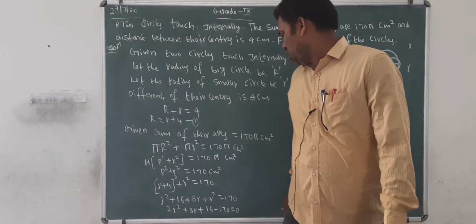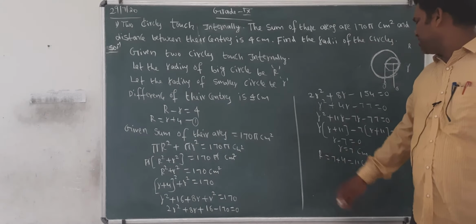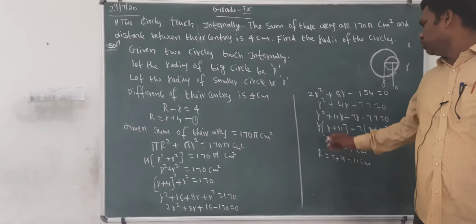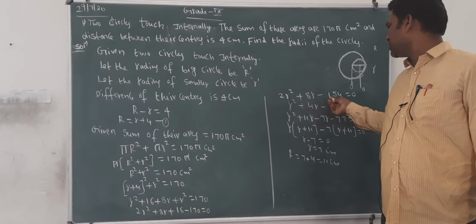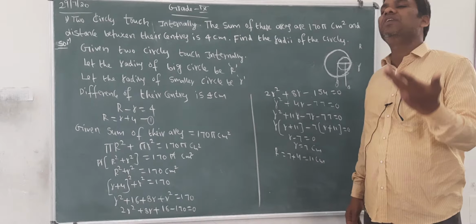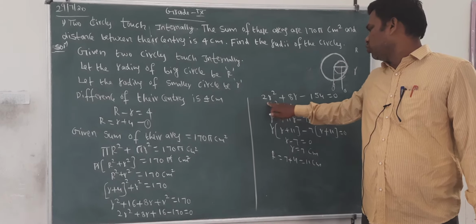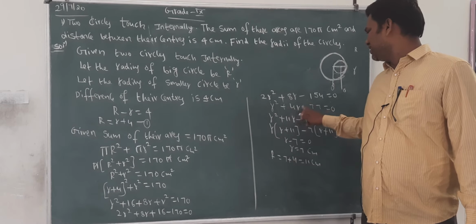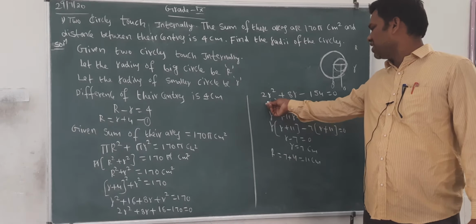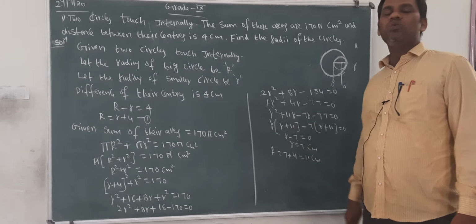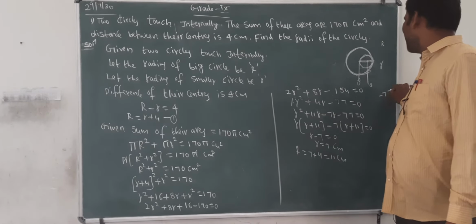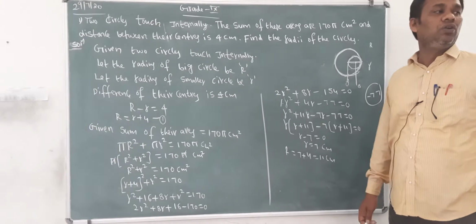Now 16 minus 170 is minus 154. So 2r square plus 8r minus 154 equals 0. Taking 2 common, or we can say divide by 2: r square plus 4r minus 77 equals 0. 2 4s are 8, 2 77s are 154. Now we find the factors. Nothing is there before r square, so 1 into minus 77.